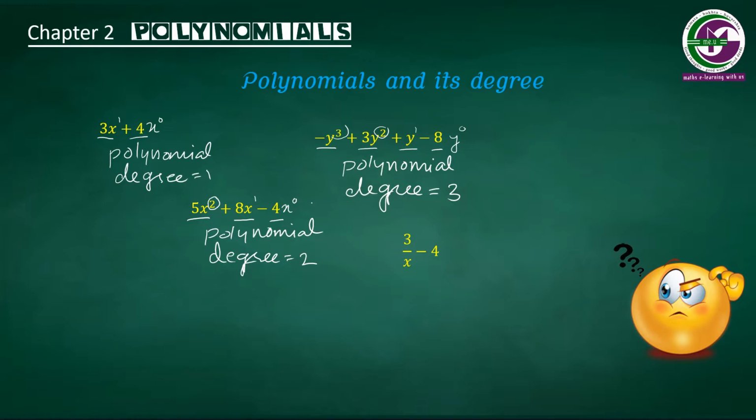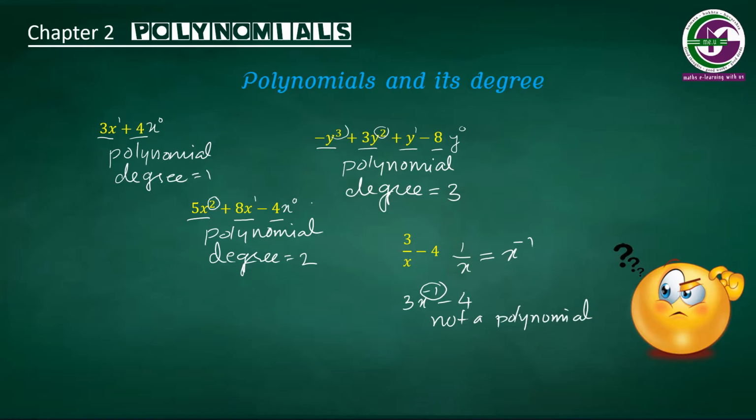Next example, 3 by x minus 4. The x comes in the denominator. 3 by x. What is 1 by x? Can you write 1 by x in the power notation? 1 by x can be written as x to the power minus 1. In class 9, you have studied this in the exponent laws. So this expression can be rewritten as 3x to the power minus 1 minus 4. The power of the variable is negative 1, a negative integer, so it is not a polynomial.